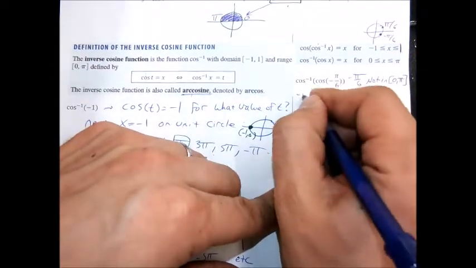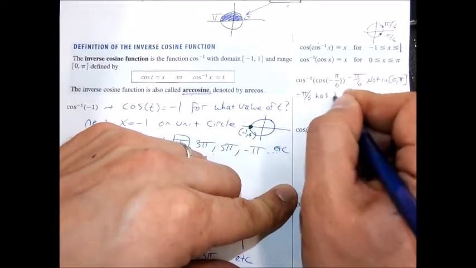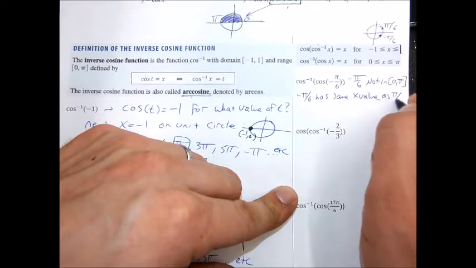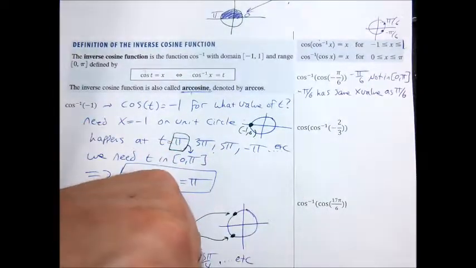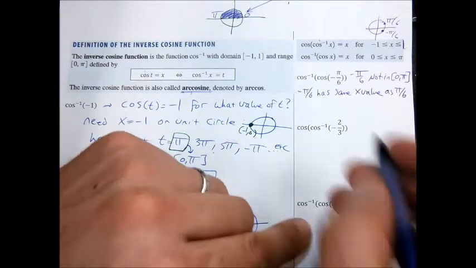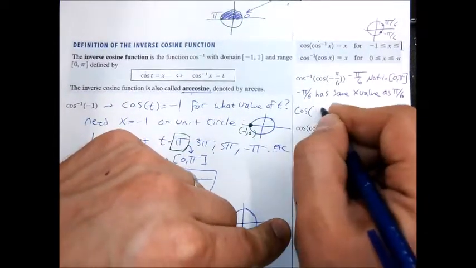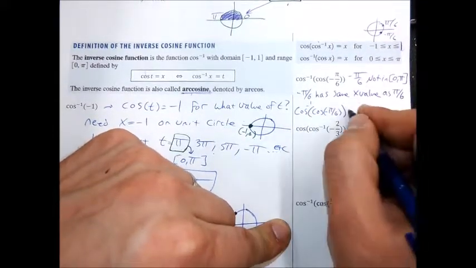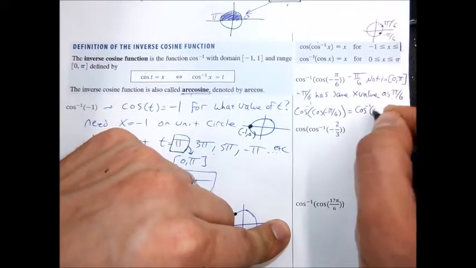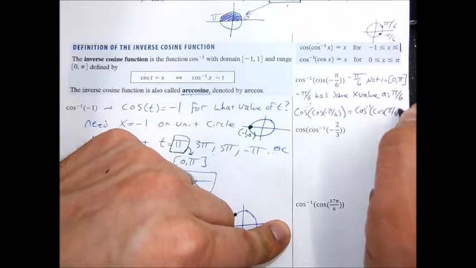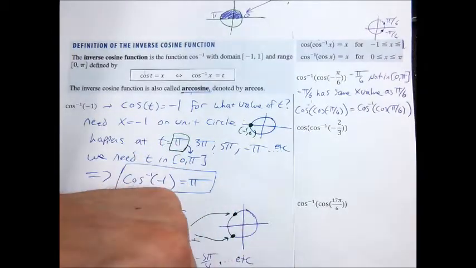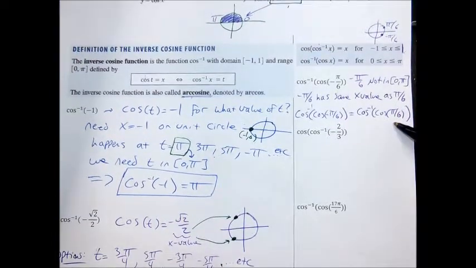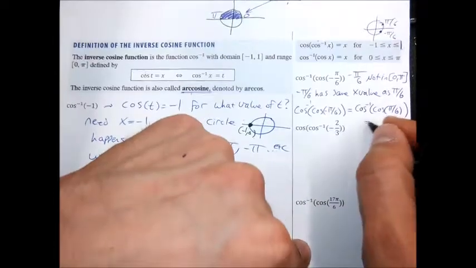Let me write that down. Minus pi over 6 has the same x value as positive pi over 6. And so let's replace minus pi over 6 with positive pi over 6. So our original problem, cosine inverse of cosine of negative pi over 6, is actually the exact same thing as cosine inverse of cosine of positive pi over 6, since pi over 6 and minus pi over 6 have the same x value. And now this is in the correct interval, and so we can just pop that right out, and that's our answer.